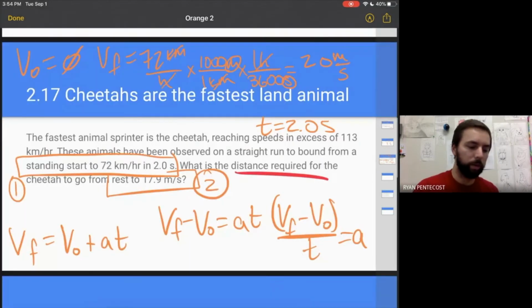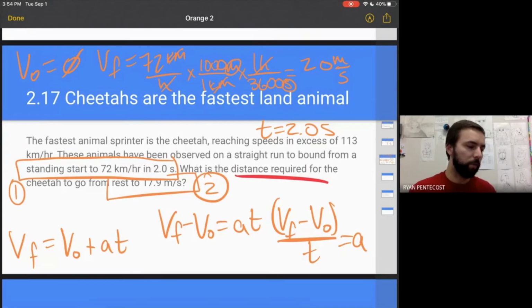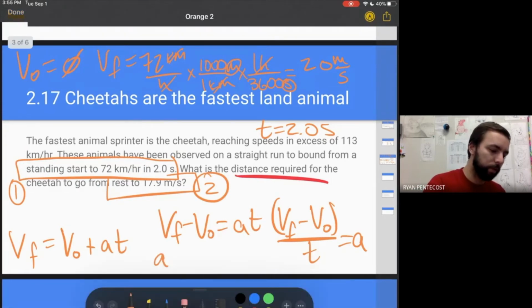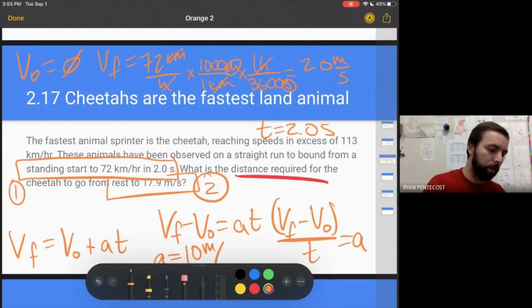Let's just leave it right there. V final is 20 meters per second. V naught is 0, so you don't need to subtract it. Divide it by 2 seconds. So 20 divided by 2. Go ahead and pause and do that calculation. I'm sure that'll take you some time to put into your calculator. Now that you're back from that pause, 20 divided by 2 is 10. So acceleration, 10 meters per second squared.